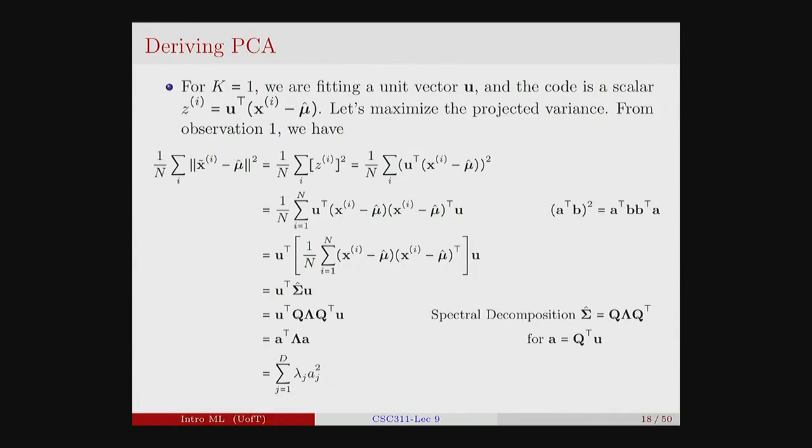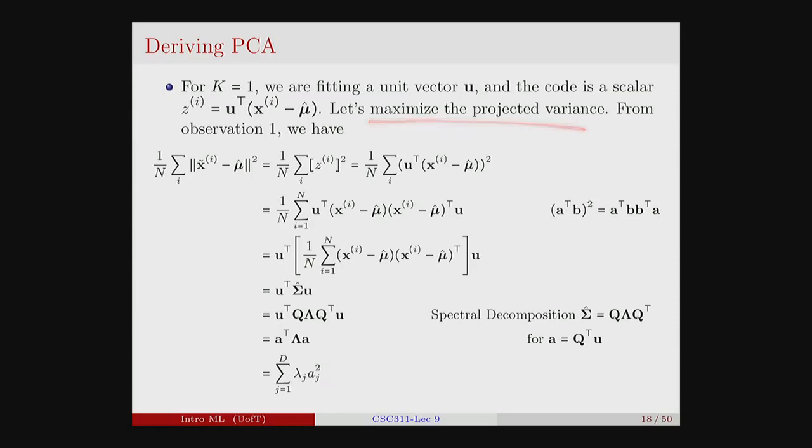To derive why that's intuitively the right thing to do, I'm going to show you the case for k equals 1. So the case where you need to find a single unit vector that enables you to project all your data onto. For k equals 1, we are fitting a unit vector u, and our code is a scalar, zi, given by u transpose (xi minus mu hat). Remember, we're projecting onto 1D. This is a Euclidean projection. So we take our data, subtract the mean, and do the dot product with u, and that's how we get the code or the representation in this one-dimensional space.